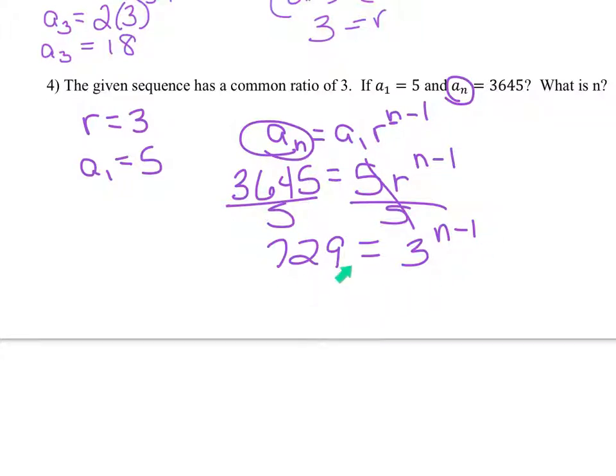Okay, so to solve for exponents, there are two routes to take. You can get the same bases, or you can use logs. Either one will work. In this case, I know that 3 to the 6th power is 729, and then it's 3 to the n minus 1. So these get dropped, and n minus 1 equals 6. So n equals 7.